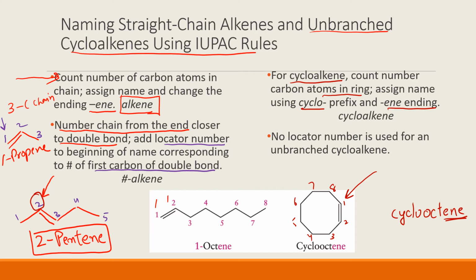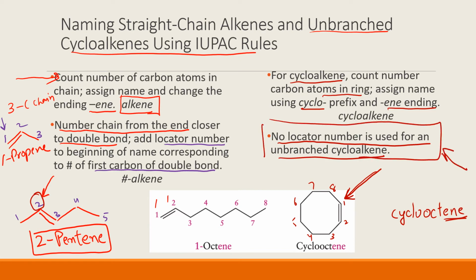Although we used a locator number for straight chain alkenes, however in cycloalkenes number 1 always is given to the carbon where the double bond starts. So it is understood that the double bond is at number 1 locator, so therefore no locator number is used. So this is extremely important because it is understood that locator number for cycloalkenes is 1. We always count from the double bond. So therefore it is understood. So therefore no locator number is needed in case of cycloalkenes.